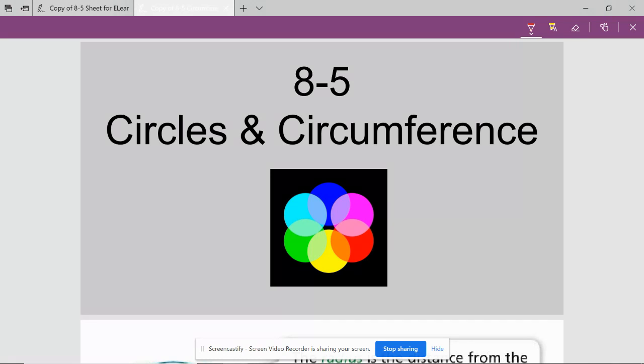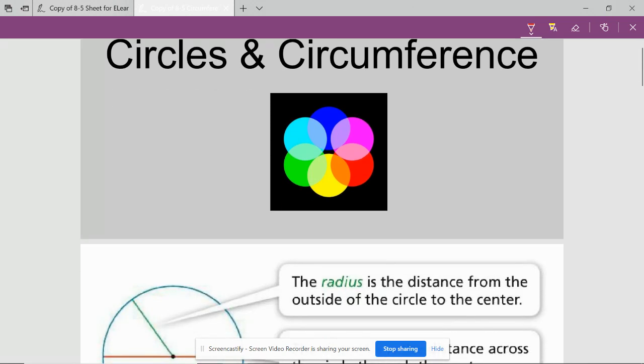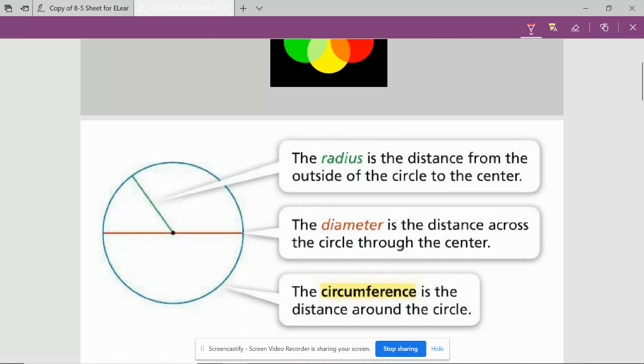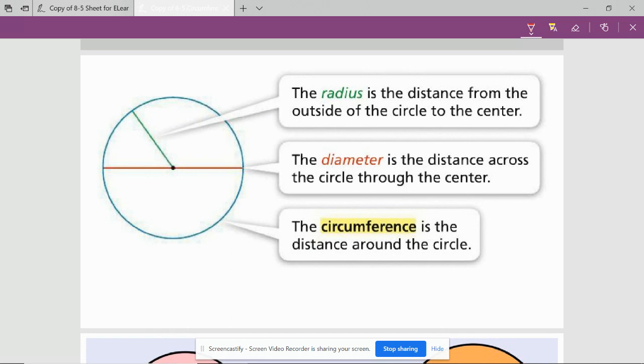So today we're talking about circles and circumference. We're done with percents and decimals, so we're moving on to more geometry stuff. So we're talking about the circumference of a circle. It means this whole distance around a circle. So we're going to label that with a C. Make sure that we know that circumference is labeled with a C.